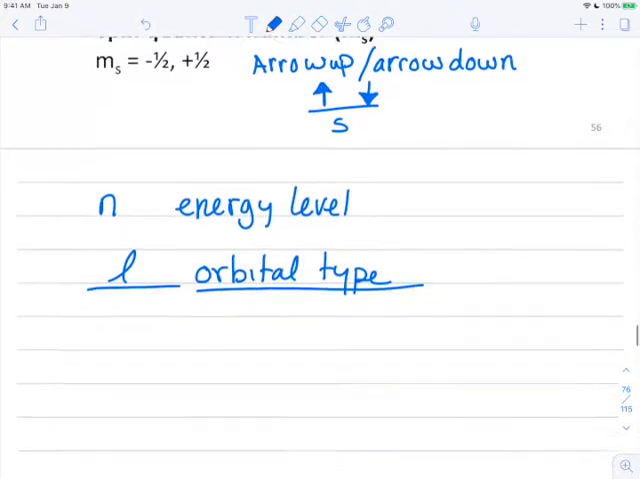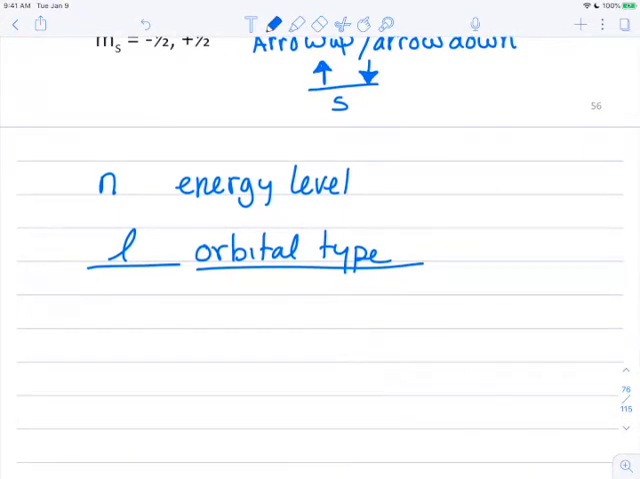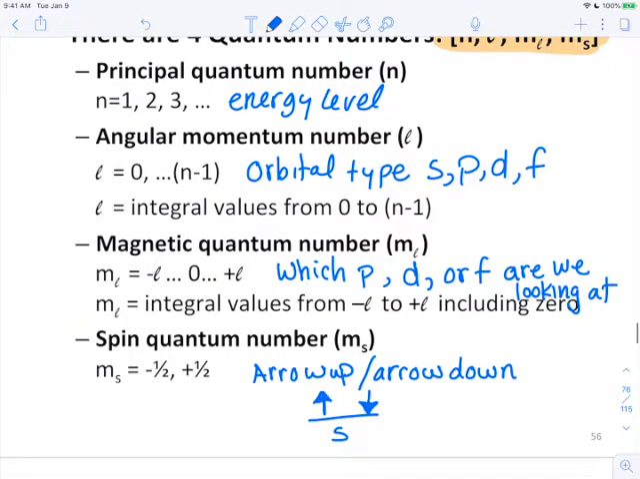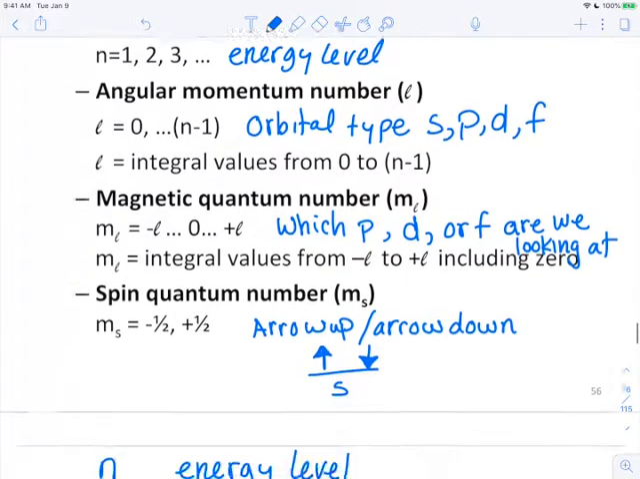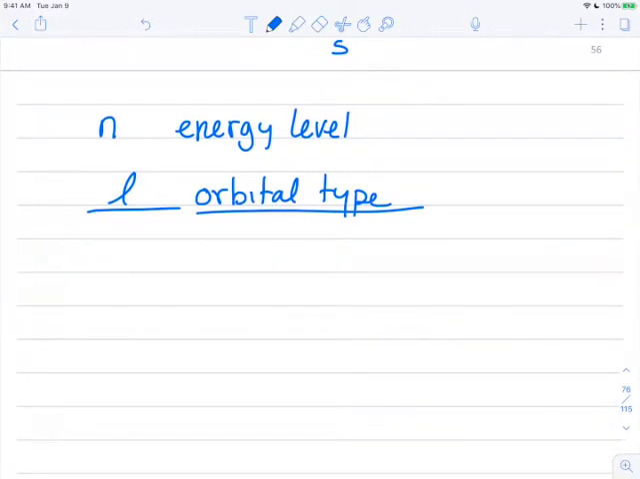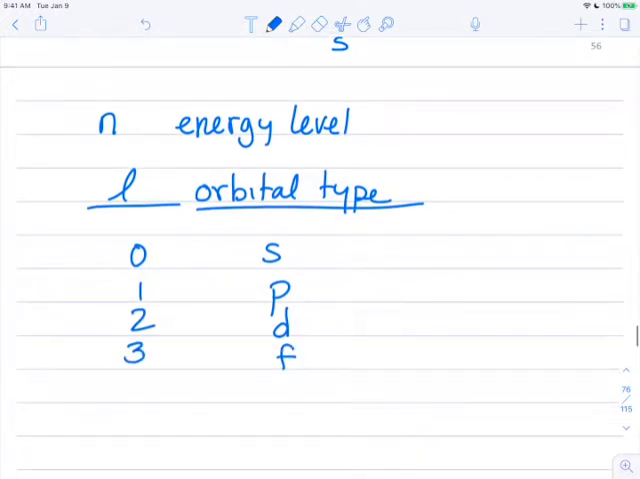So I want to go over the values for L. It is possible for you to use what's given here, 0 to n minus 1, but I feel like that is more complicated. Those of you who know it and are happy with it, please go ahead and use it. But what I do is I start with 0, and I say 0 is my S. And then I go in order. So the next orbital we talk about is P. P has a 1. Then we have D, which is 2, and F, which is 3.